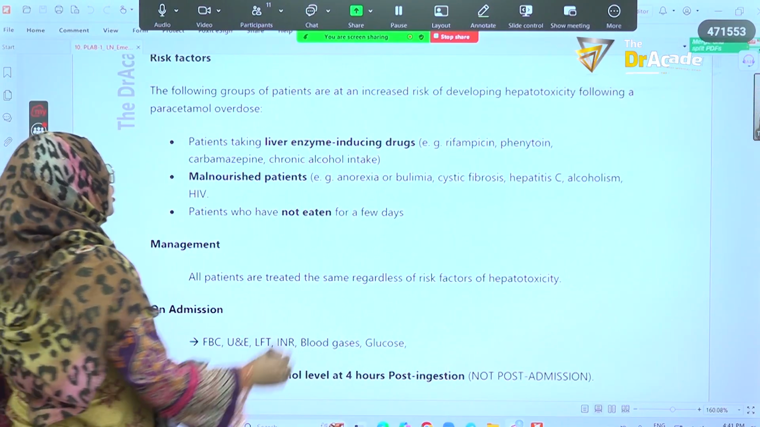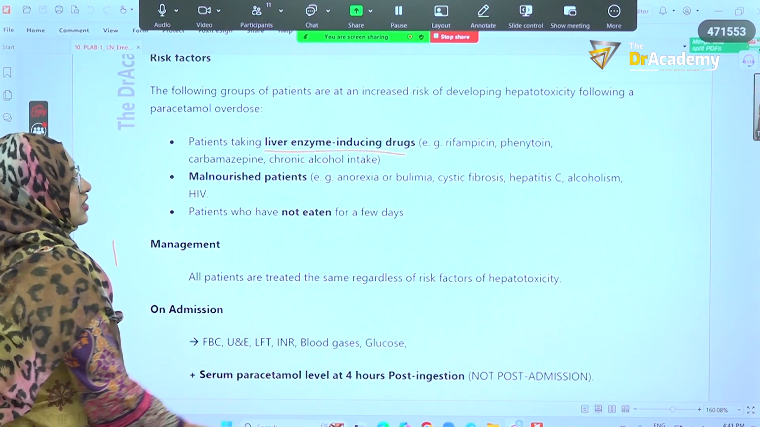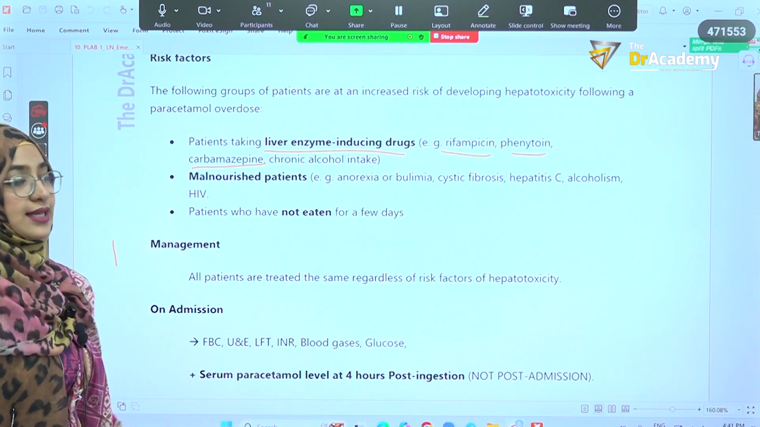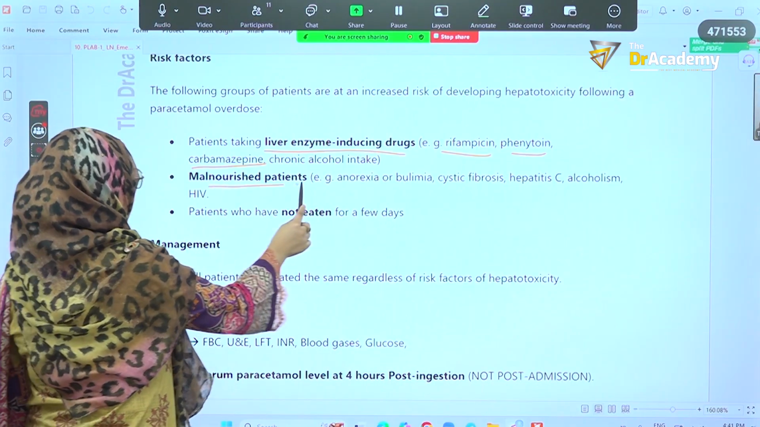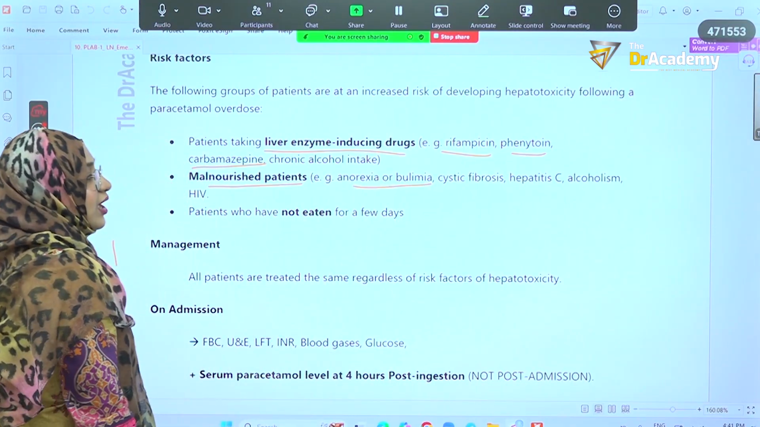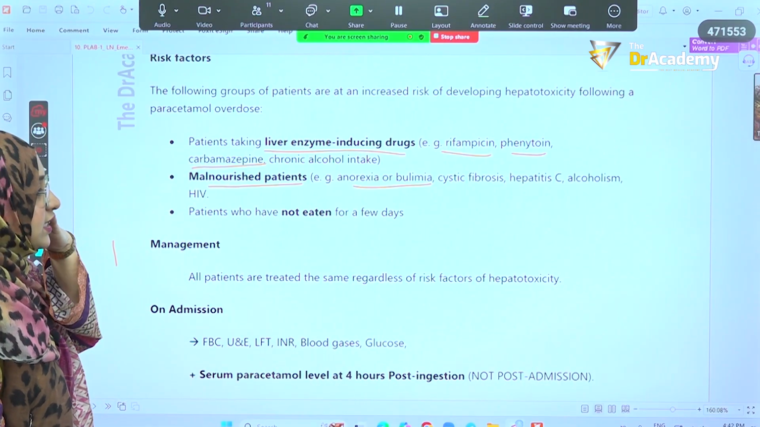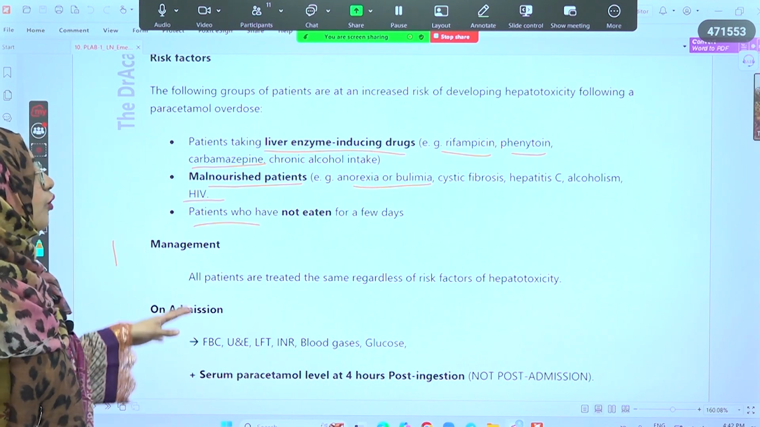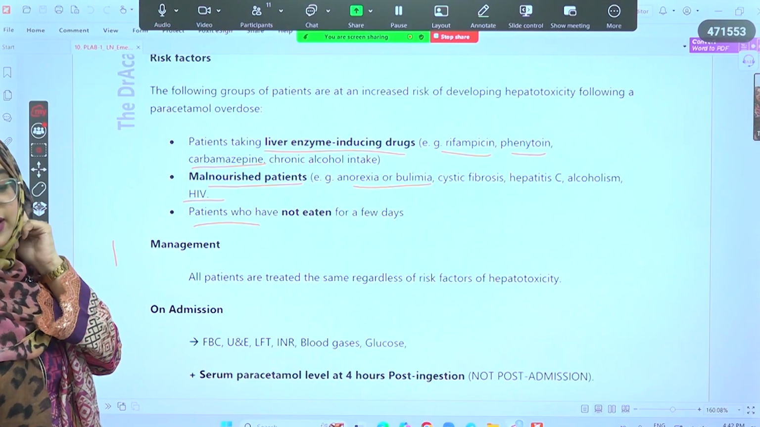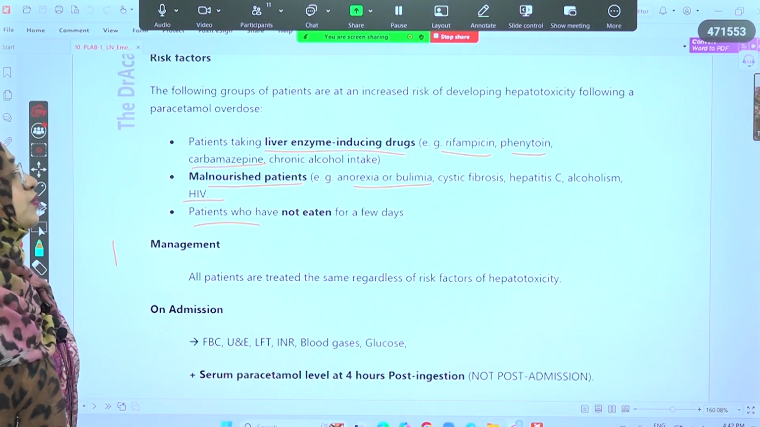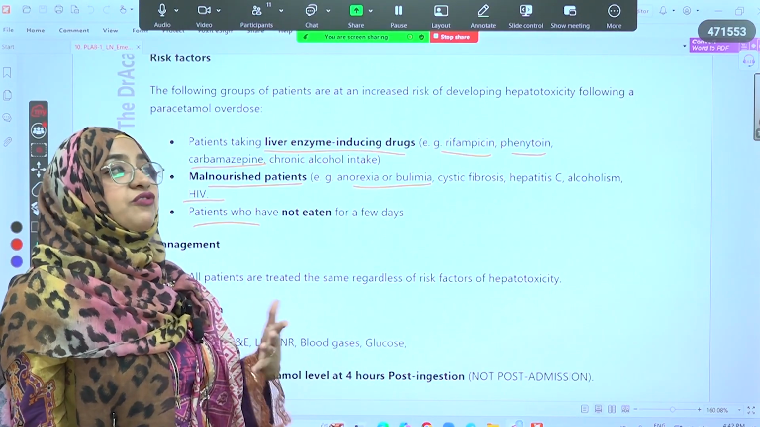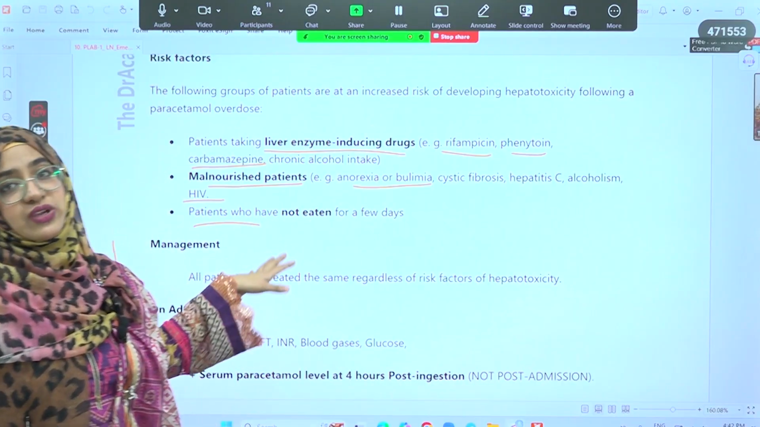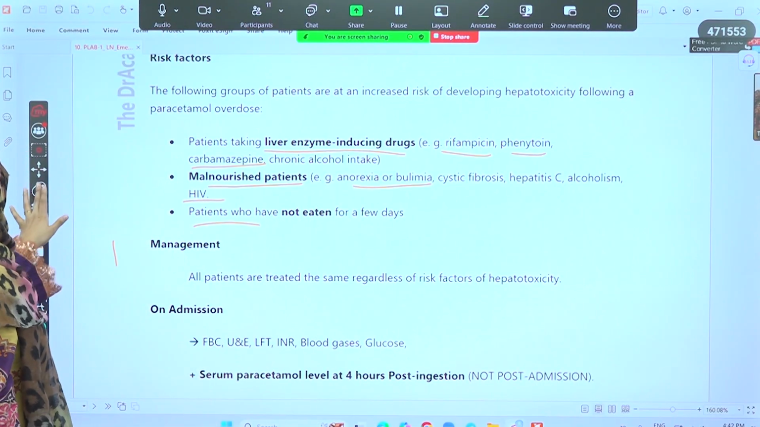What are those? Patients who take liver enzyme inducing drugs like rifampicin, phenytoin, carbamazepine, chronic alcohol intake. Okay? Malnourished patients like anorexia or bulimia, cystic fibrosis, hepatitis C, alcoholism, HIV. Patients who have not eaten for a few days. These are some risk factors for paracetamol poisoning, but there is no category like, if the patient has more risk factors, there are some other criteria for the treatment. It's just some risk factors, no criteria is divided.